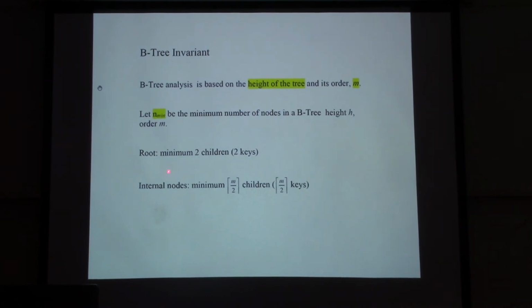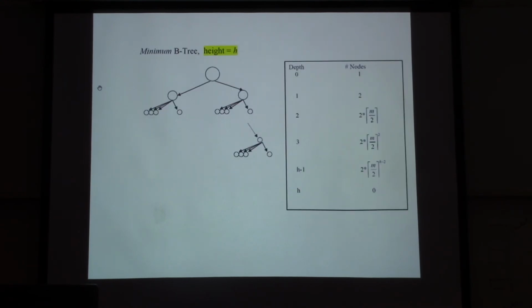So, let's think about the root. The root has a minimum of 2 children. The internal nodes, the non-root nodes, have a minimum of m over 2 ceiling children and m over 2 ceiling keys. So what we're going to do is some addition using our sum. Here is what we call the minimum B tree, height h, order m. Notice that the minimum tree has a root at the top, and it has exactly 2 children. Why? Because that's the fewest it can have.